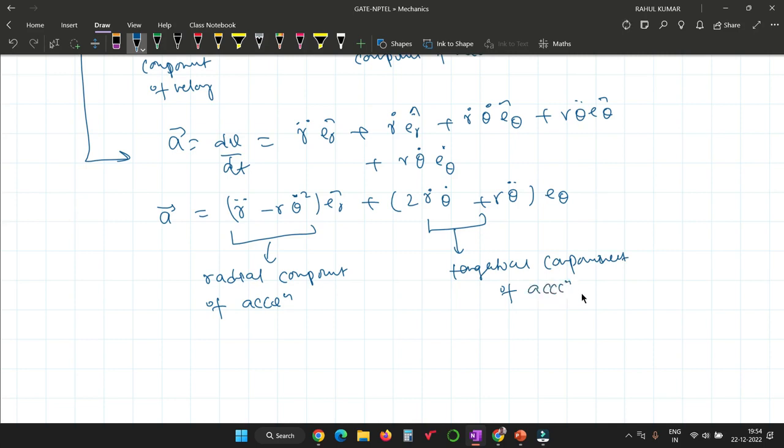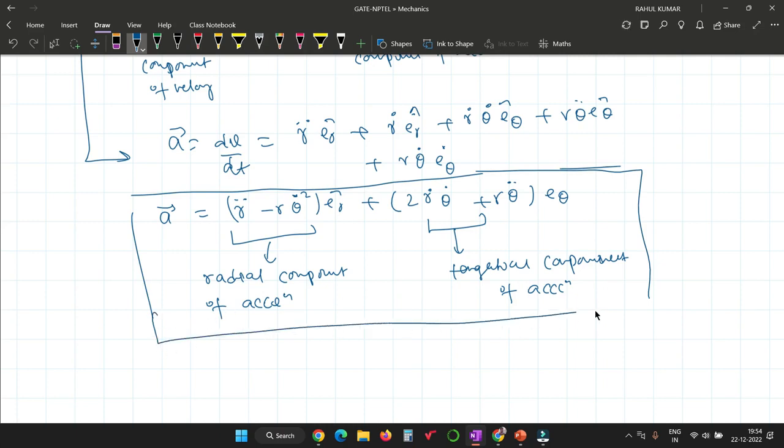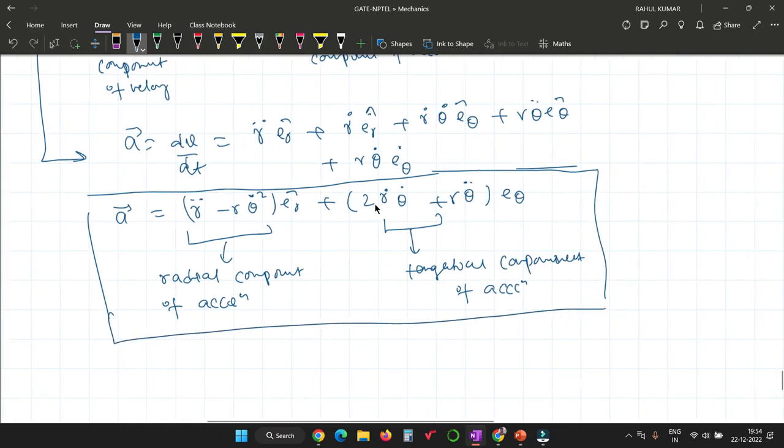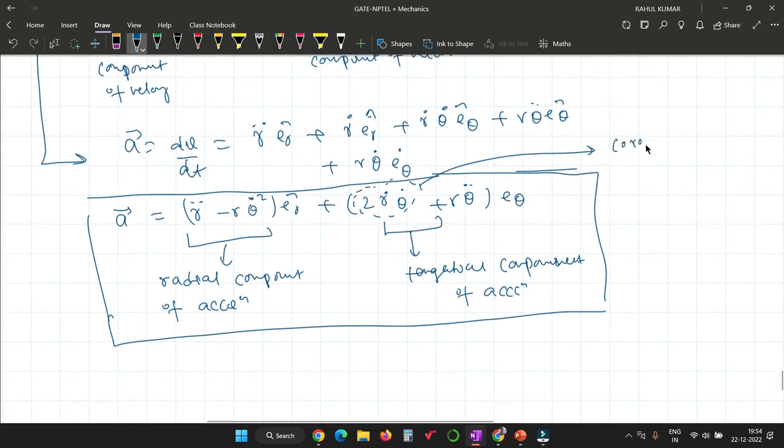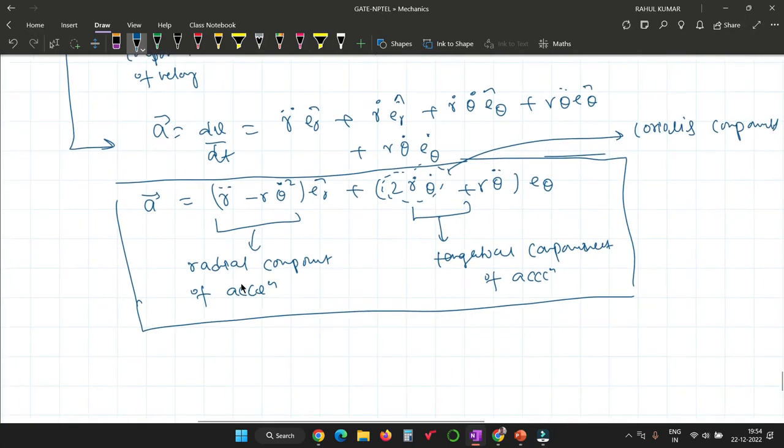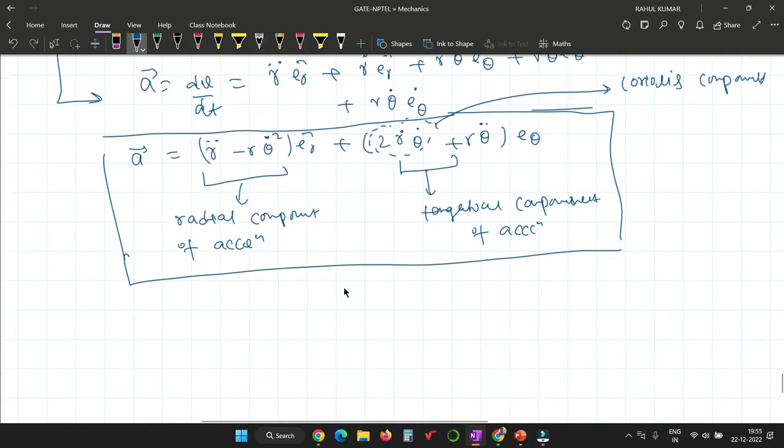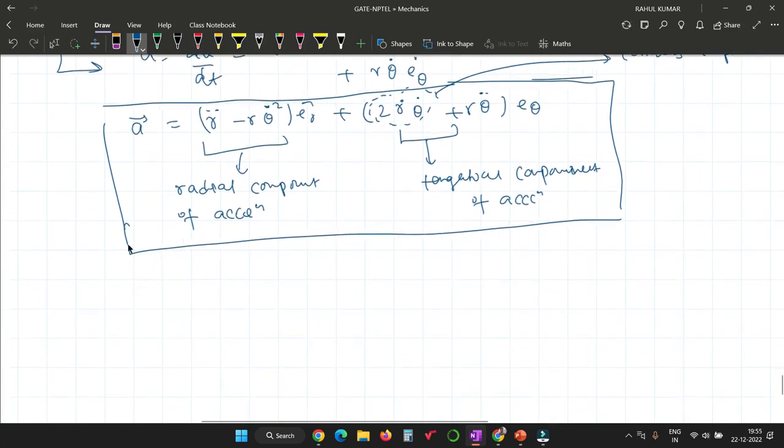When you study theory of machines, you usually see that this term we call the Coriolis component. What is the spelling of Coriolis? Coriolis component.